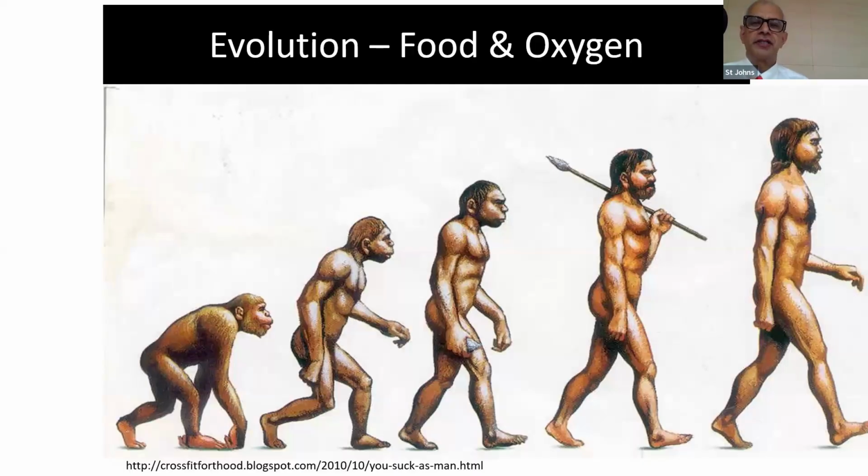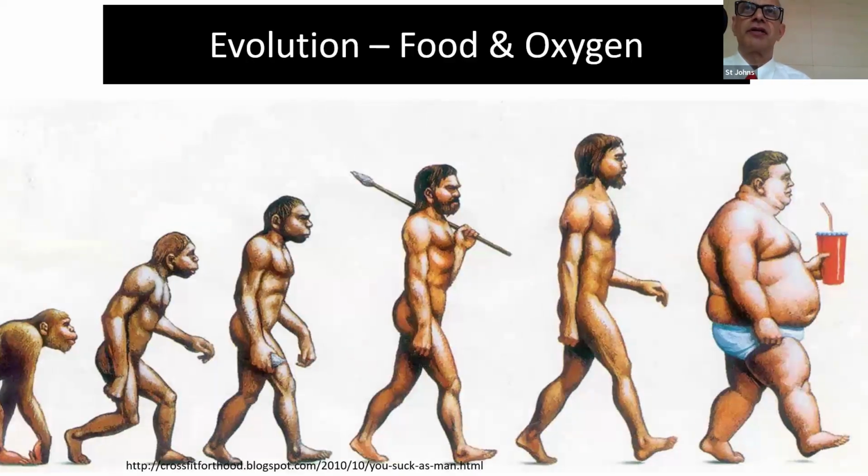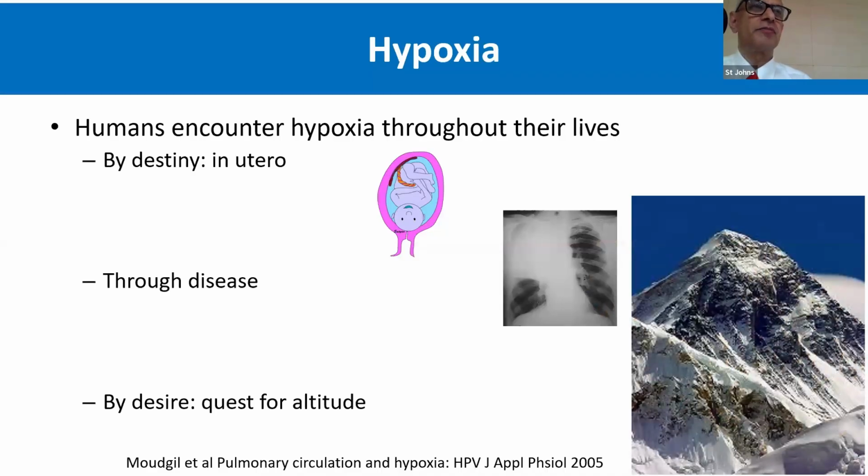So, to conclude: for millions and millions of years, we have been living in situations of starvation. The human body knows how to deal with starvation, but it does not know how to deal with excess calories, and that's where things fall apart. Similarly, we all know how to deal with hypoxia. By destiny, in utero, every one of you was hypoxic. When you were a fetus, if I had put a pulse ox on you, it would have been around 65%. You were all hypoxic, and you know how to deal with it.